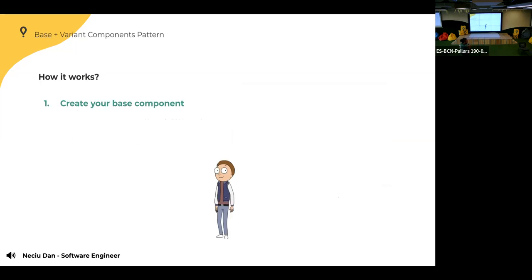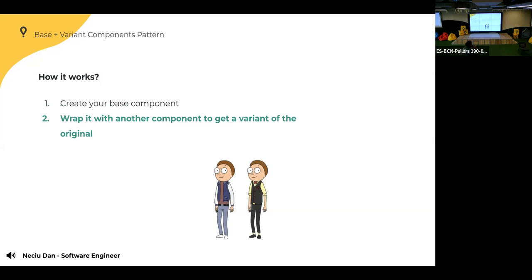Now, if you have a component that changes a lot, it's better to use the base and variant pattern. So how does this work? You create your base component, think of it as a button. You're creating a button, you know everything: how a button looks, how a button must behave when you click on it. And then you wrap it in another component to get the variant of the original.